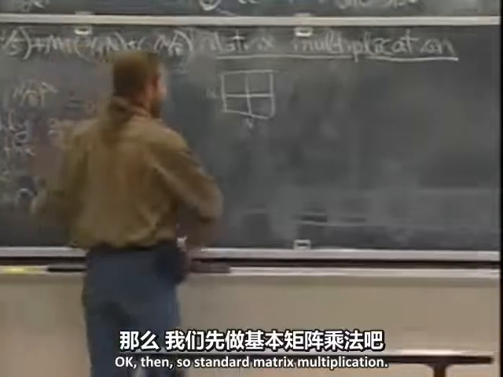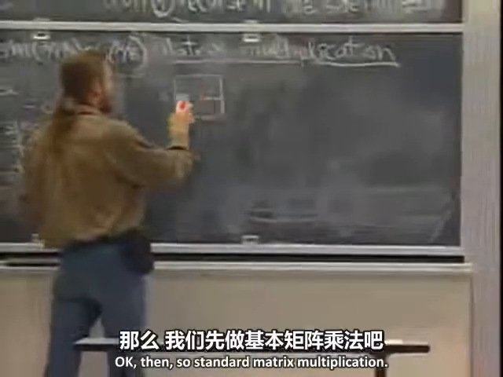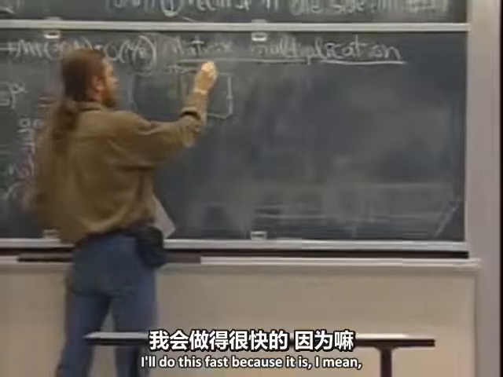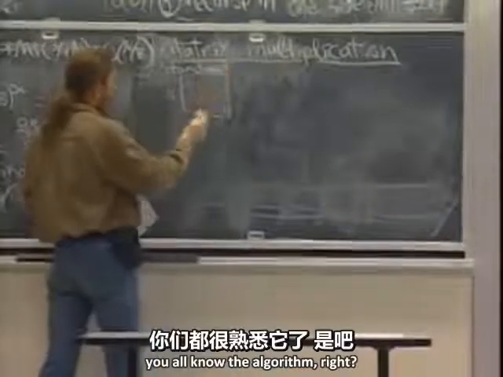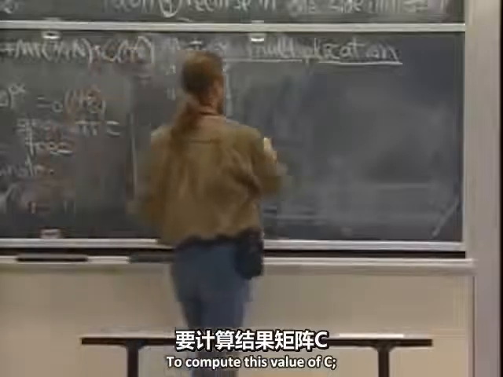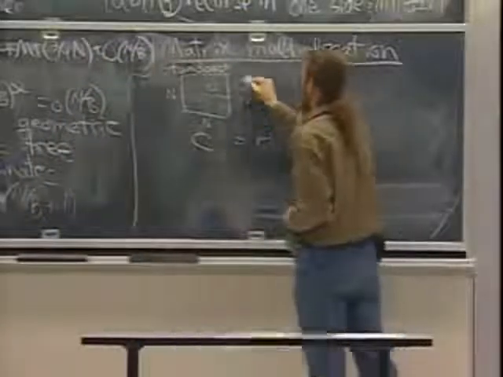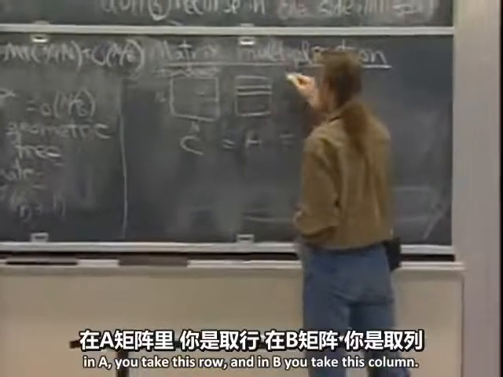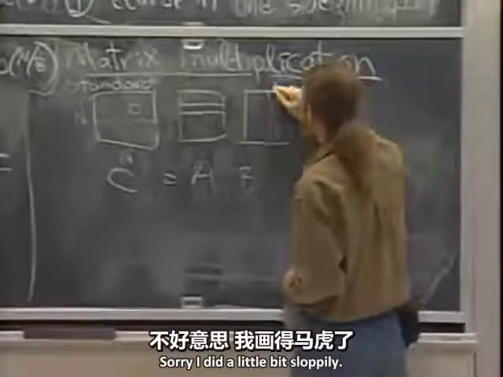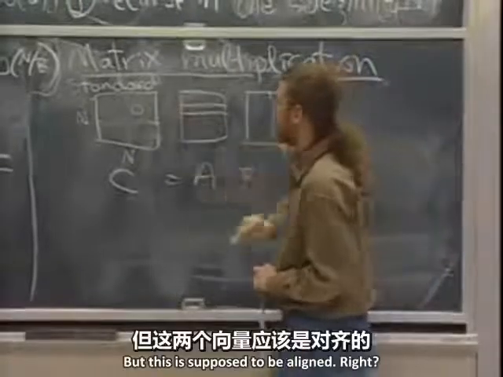OK, then, standard matrix multiplication. I'll do this fast, because the basic idea, you all know the algorithm, right? To compute this value of C, in A, you take this row, and in B, you take this column. Sorry, I did that a little bit sloppily. But it's supposed to be aligned. Right?